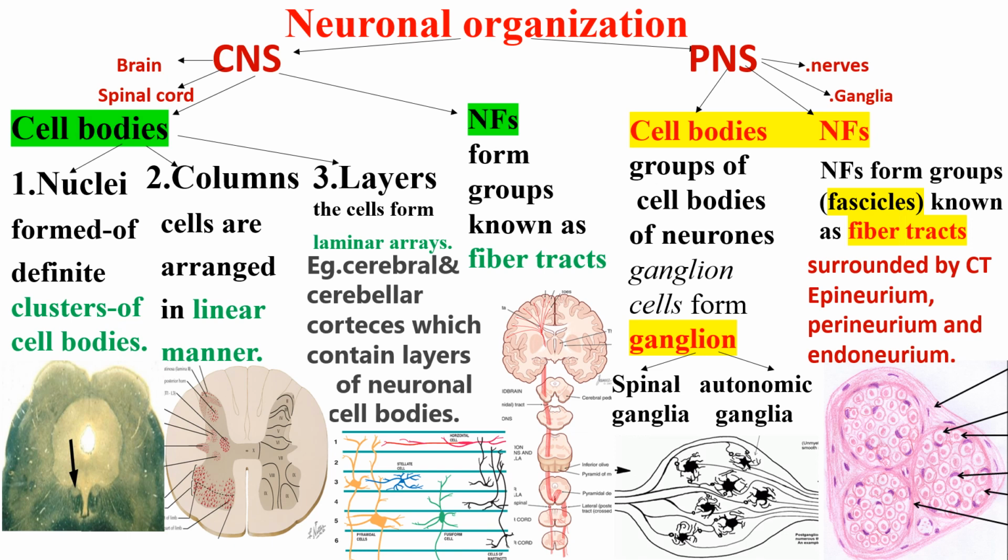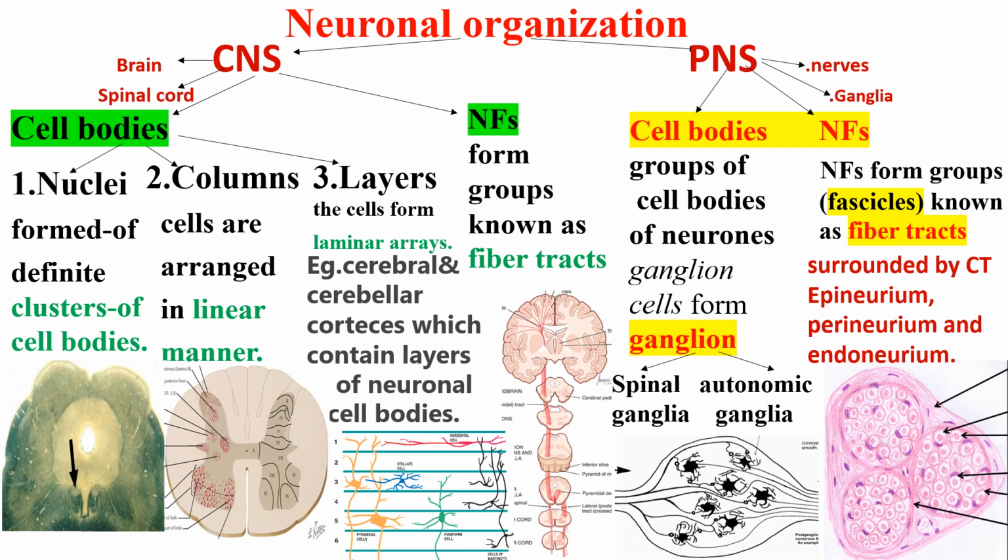On the other hand, the nerve fibers are arranged in the form of tracts. They form also groups, and these groups are called tracts. As you can see in the image, there is red line running longitudinally for a long distance, and this is termed fiber tract.